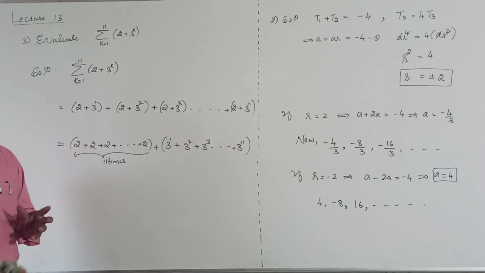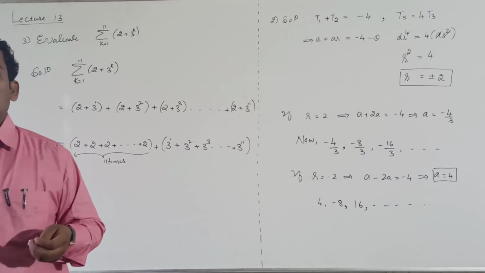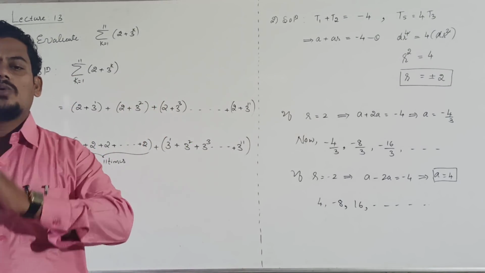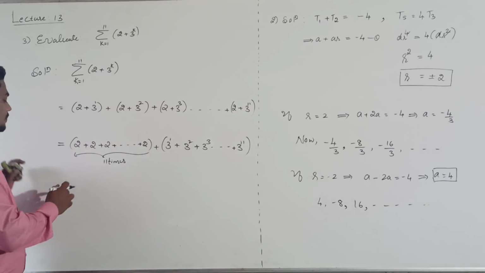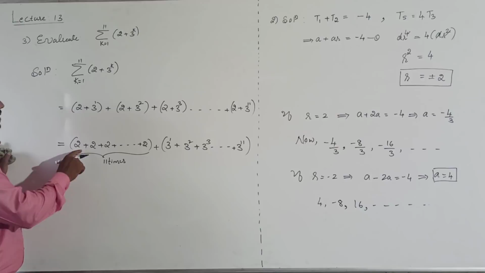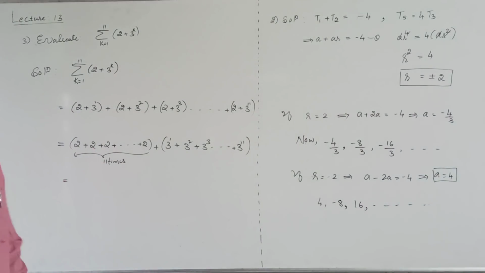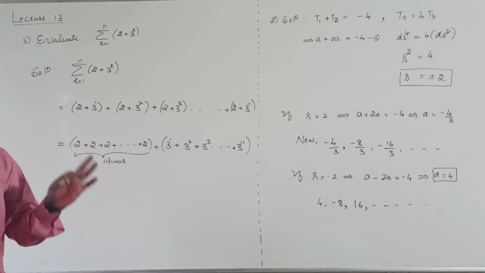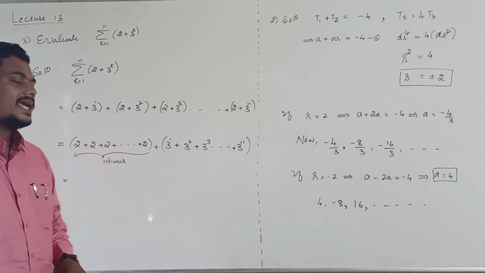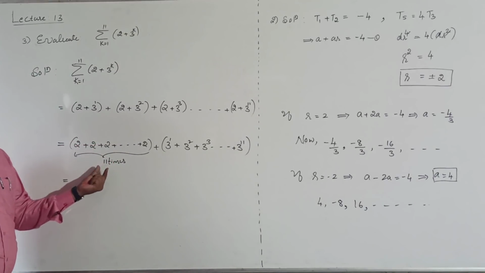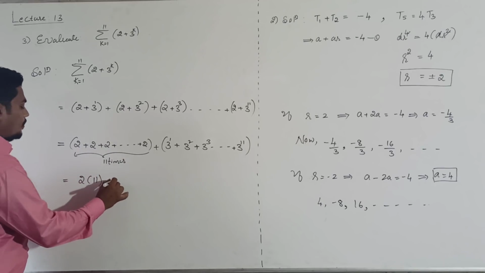Now 2 plus 2 plus 2, in this case what is the common ratio? Common ratio is 1. If common ratio is 1, then what is the sum? Term divided by its previous term: 2 divided by 2 is 1, 2 divided by 2 is 1. If the common ratio of the GP is 1, then what is the Sn formula? n into a. In this case, what is the n value? 11. So 2 into 11, plus the other part as it is.